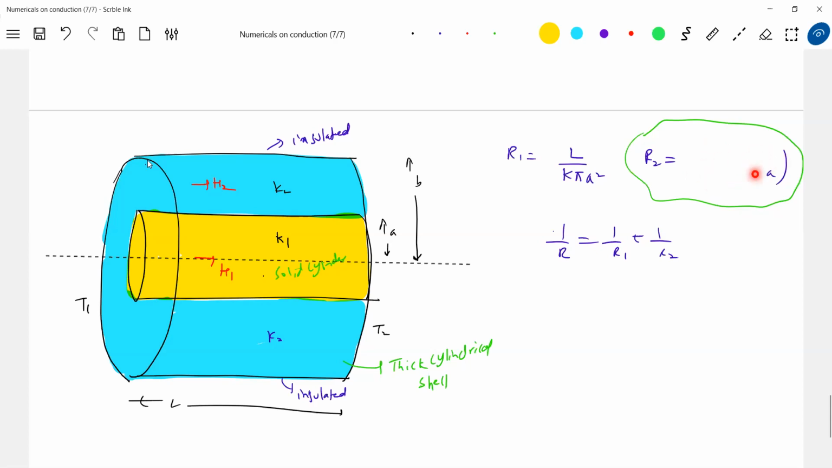Fine. Okay. Now tell me what is R2. Again, the situation is the same. L by K. What is the area? Pi B square minus pi A square. Okay, agree with this? Yes, sir. What is the area of cross section of the blue color region? Pi B square minus pi A square.